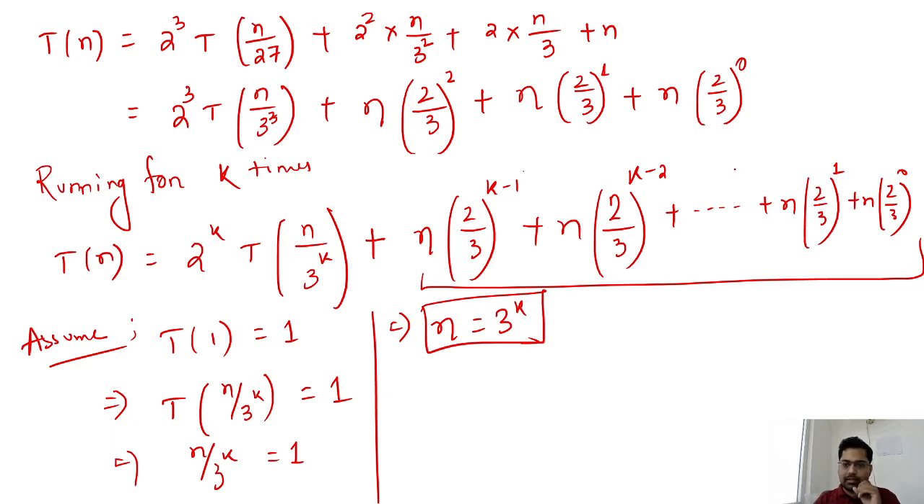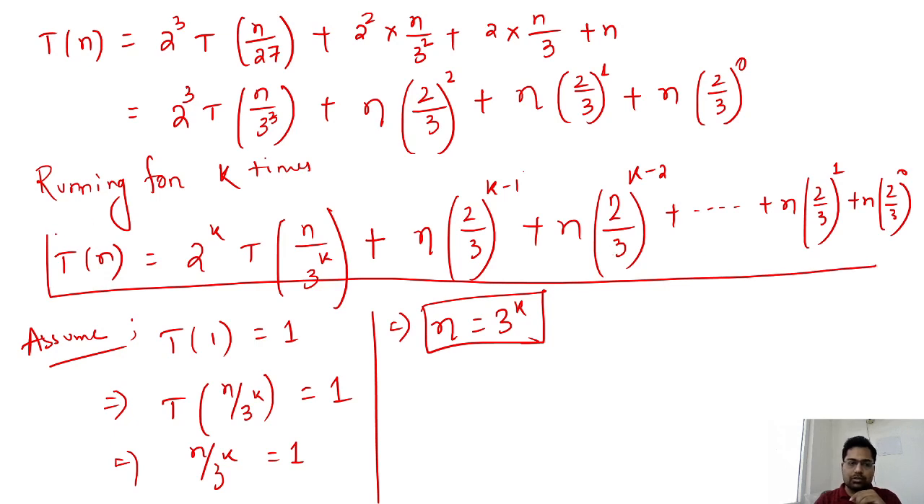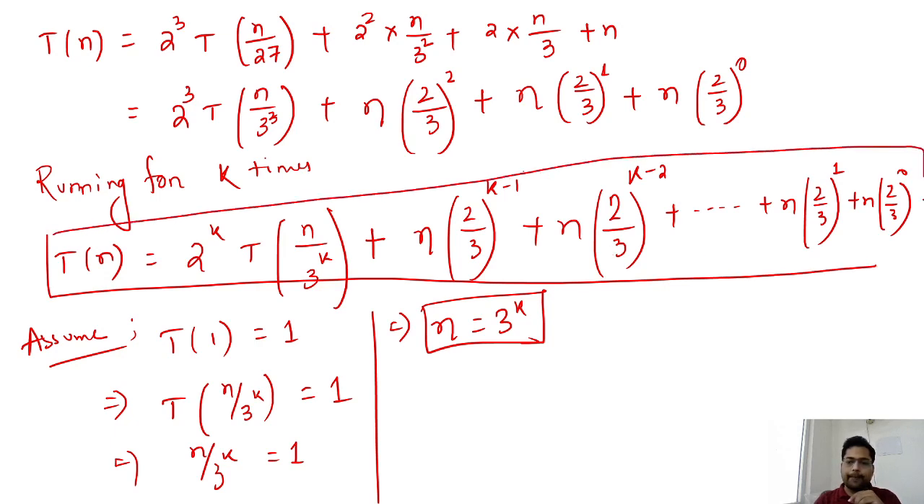Suppose let us take this as your equation 1. We will discuss, just for a moment I'm keeping this as a box. This box is your equation 1. Clear? And this is equation 2, 3 to the power k is n, that we said.